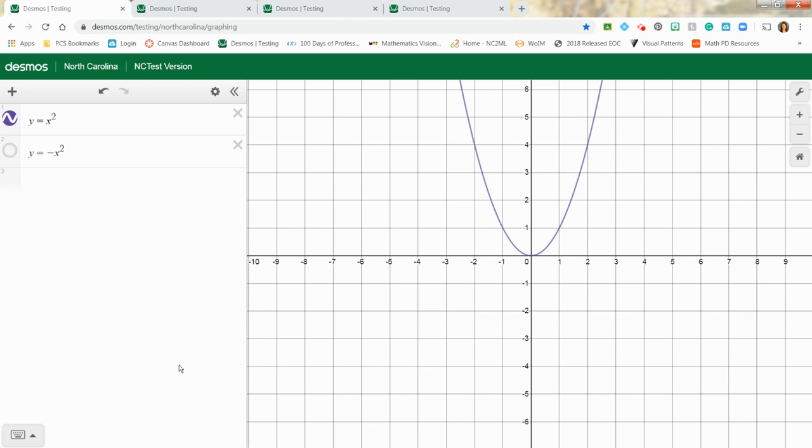So what we're going to look at is the notes that I shared with you on the effects of a coefficient on x squared or the constant at the end of the quadratic. So I'm going to do all of this through Desmos, and I will talk you through how it changed and how it affected the graph itself.